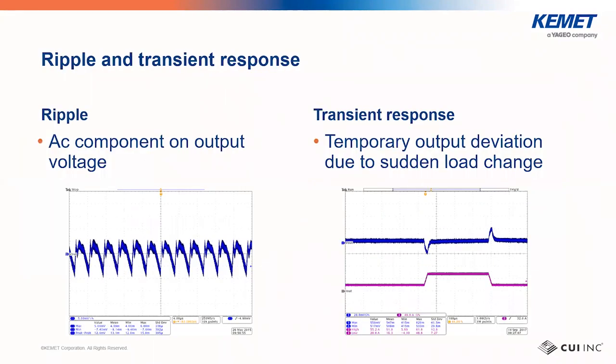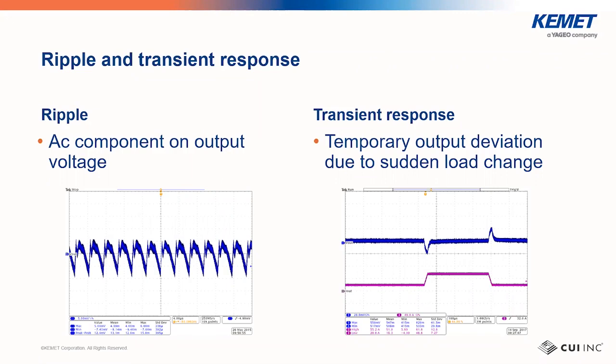So if we take a closer look at the two scope images from the previous slide, which are showing ripple on the left and transient response on the right, you can see that the ripple is how we characterize the steady state AC content on the output. It's a constant component that's always there and is an inherent attribute of a power supply. As you can see from the scope image on the left, the ripple appears as a high frequency pulsing on the output voltage.